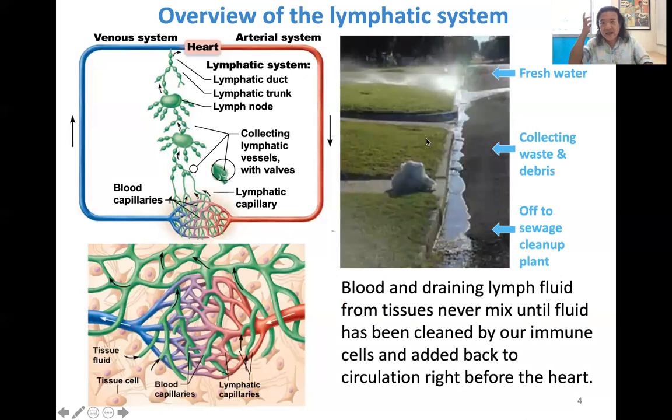So I mentioned it's like a system of gutters. So think about this: here's your neighborhood and here's your neighbor who's very wasteful, running the sprinkler.